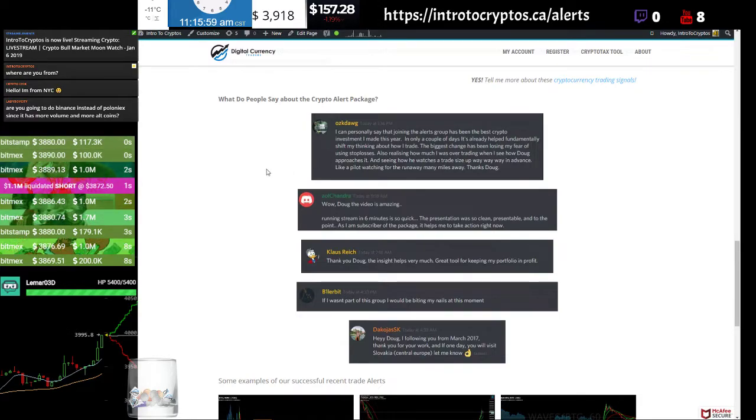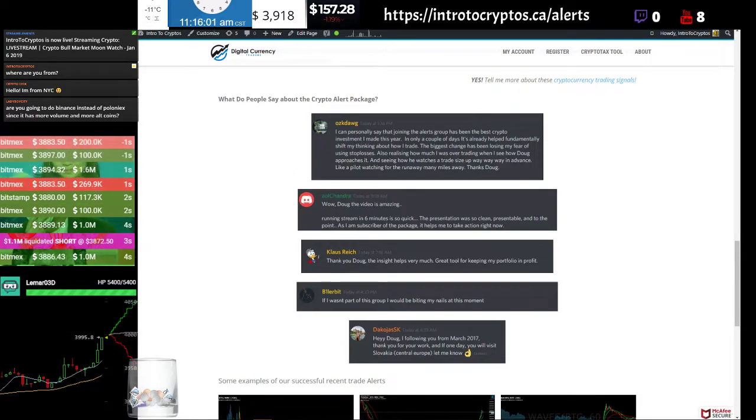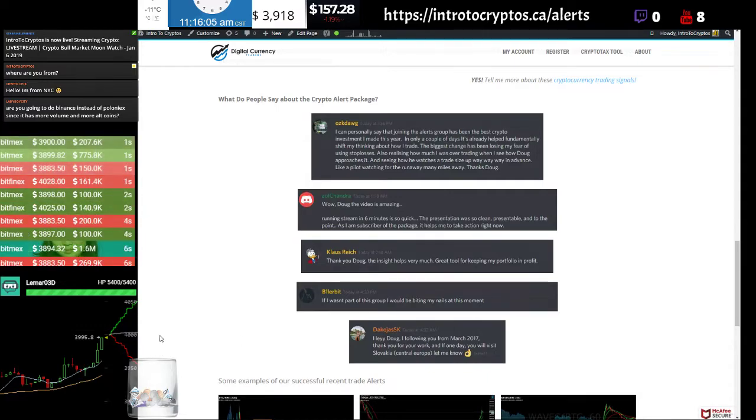Oh, liquidated shorts coming by on the side here. Love to see it. Look at that. And we can see down on the side here, $39.95 for Bitcoin prices coming up. Another liquidated short.